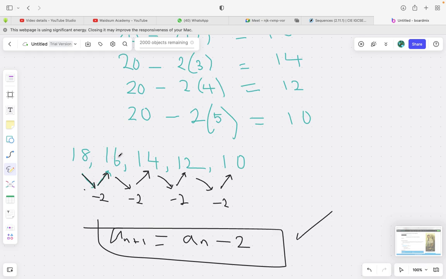18 minus 2, you get 16. 16 minus 2, you get 14. So you always subtract 2 from the previous term to get the following term for this particular sequence. So I think we generated the sequence. That's what they asked us.